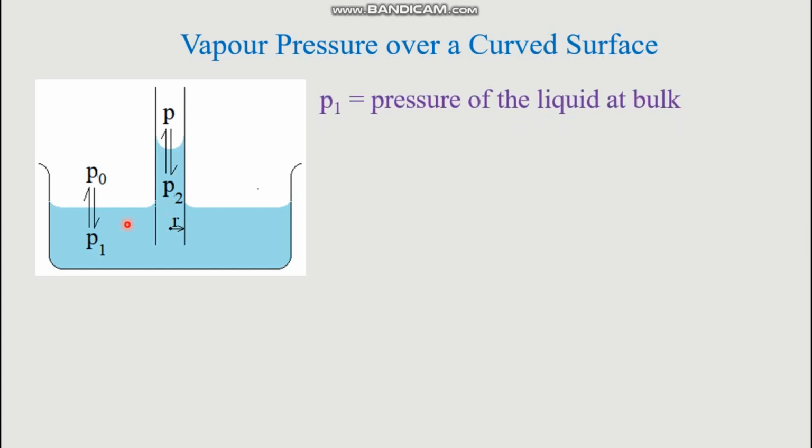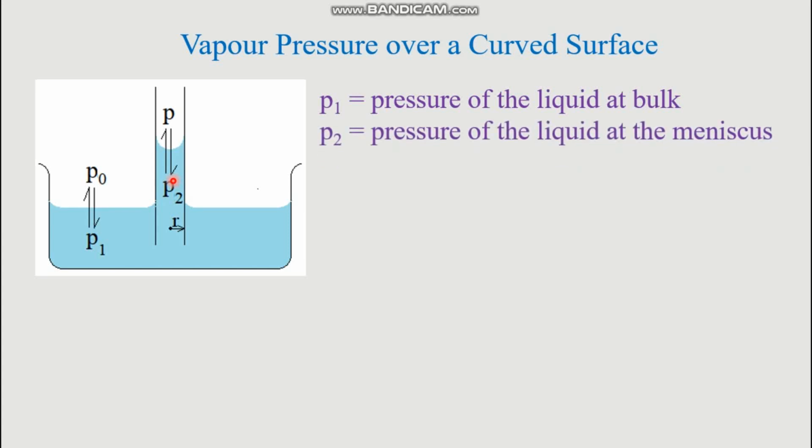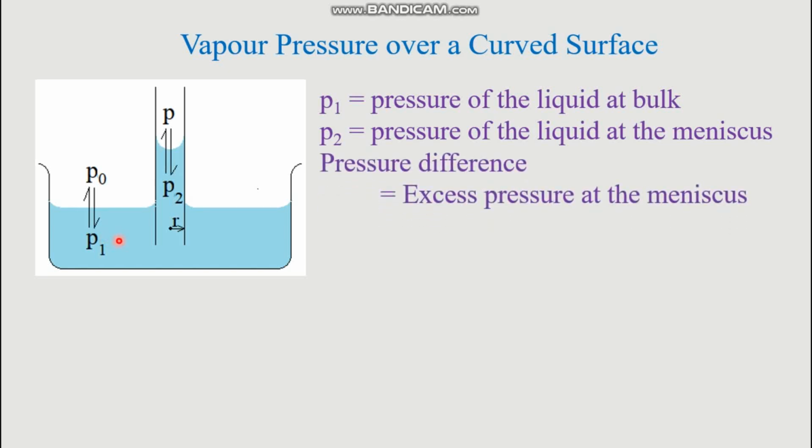So let's describe first P1. This is the pressure of the liquid at the bulk, and this is the pressure of the liquid in the capillary, that is below the meniscus, and this pressure must be greater than this one. We know the difference of these two pressures is actually the excess pressure at the meniscus, that is the pressure due to hemispherical depression, and this is nothing but equal to twice gamma by R, if gamma is the surface tension of the liquid and R is the radius of curvature, that is the radius of the capillary.